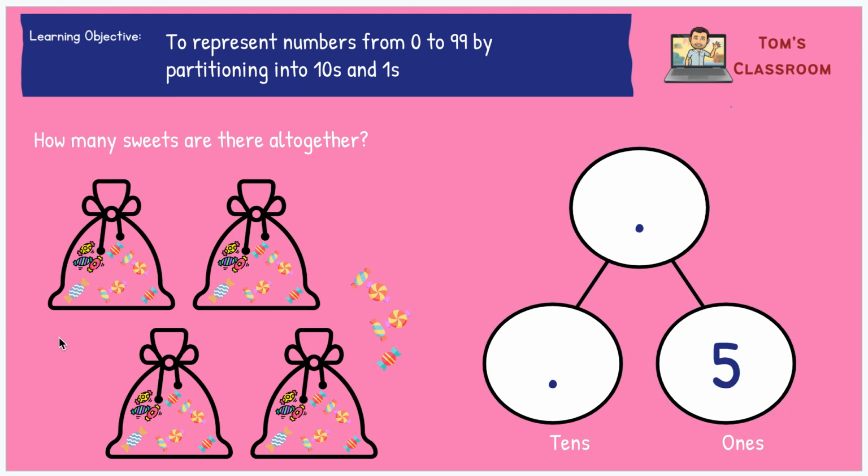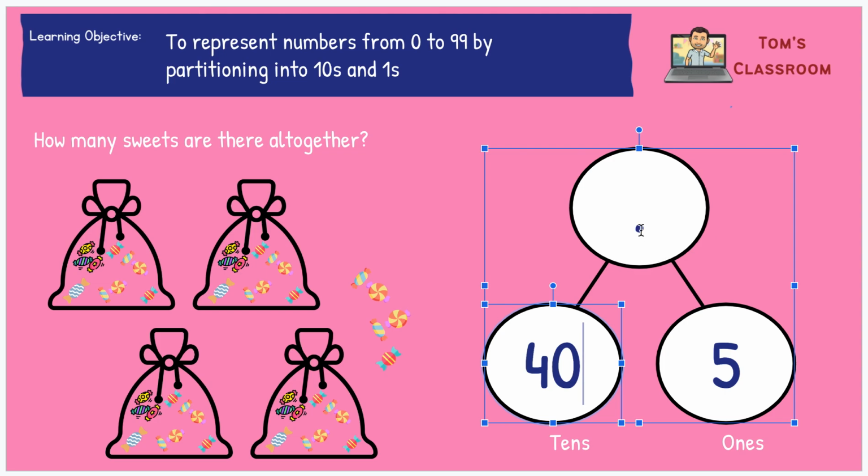And how many groups of 10? We've got 4 groups. So let's count them in tens. 10, 20, 30, 40. So let's regroup that number. It's currently partitioned into its tens and its ones. It's 45, because 40 and 5 make 45.